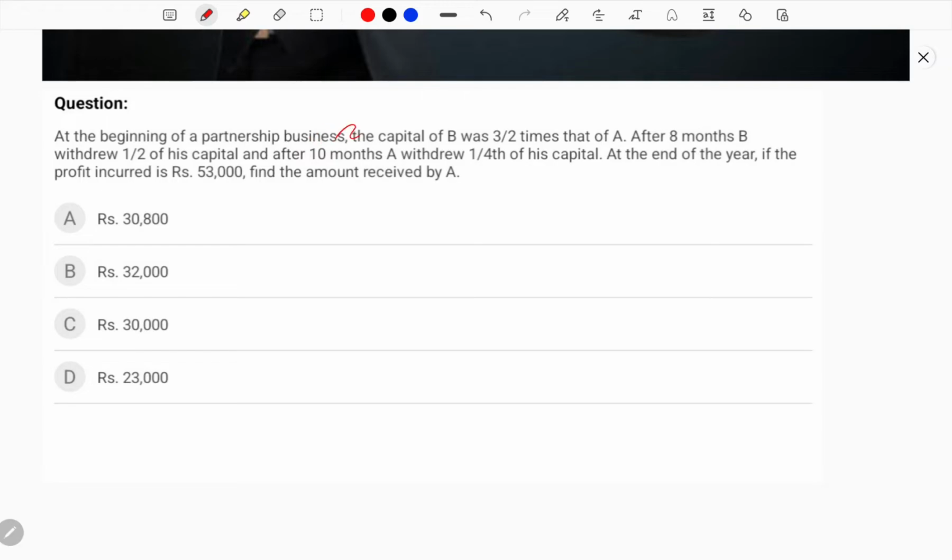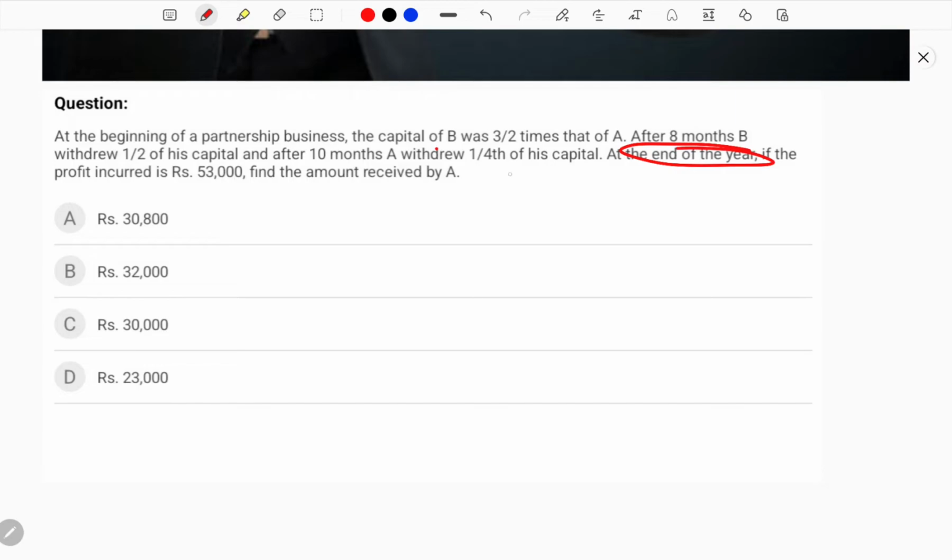At the beginning of the partnership business, the capital of B was 3 by 2 times that of A. A and B both begin a partnership business and A invests some money, they didn't mention how much, but B invests 3 by 2 times of A. After 8 months, B withdrew half of its capital and after 10 months, A withdrew 1 by 4th of its capital, which means they continue in the partnership for a year.